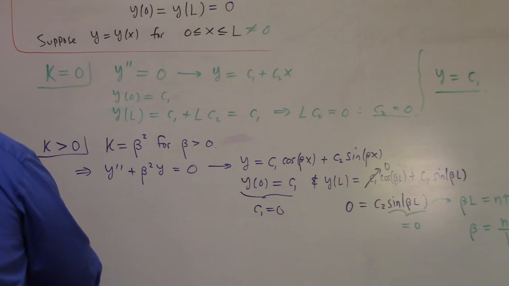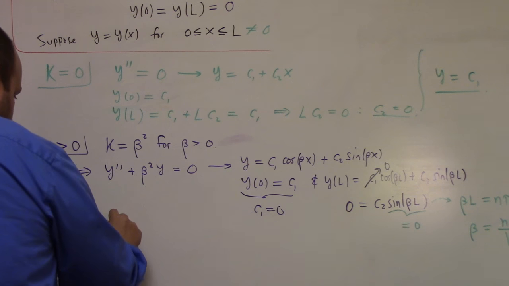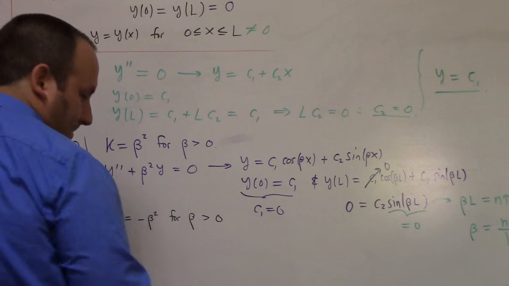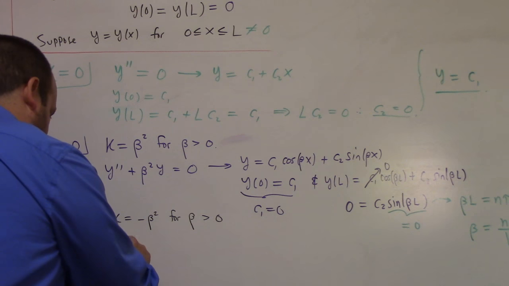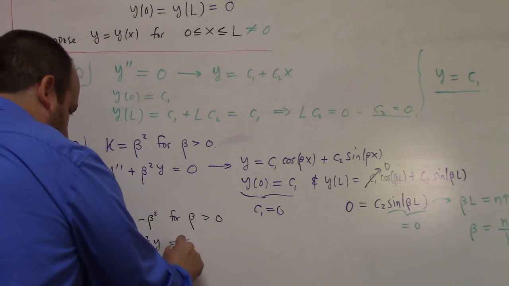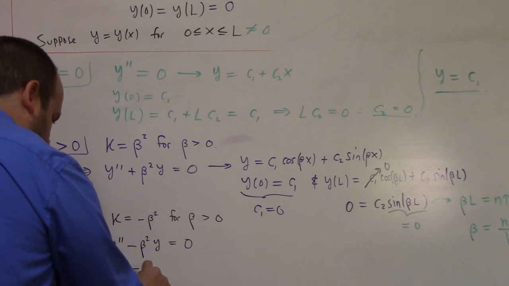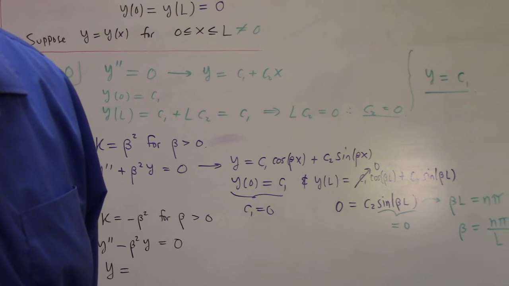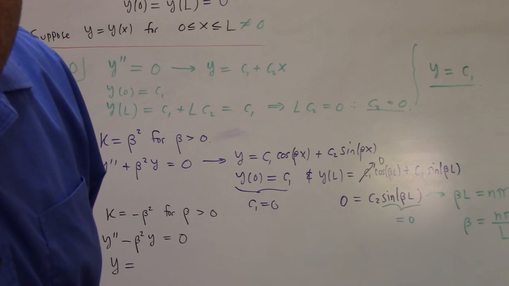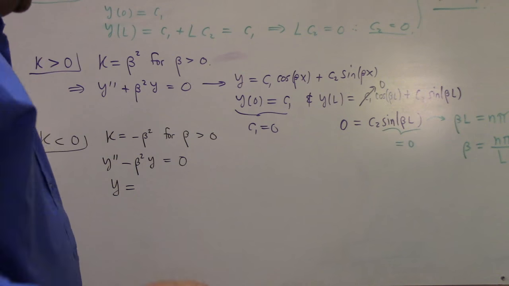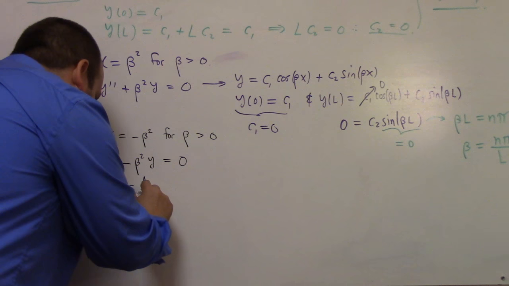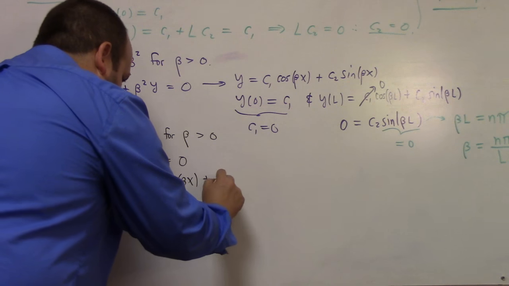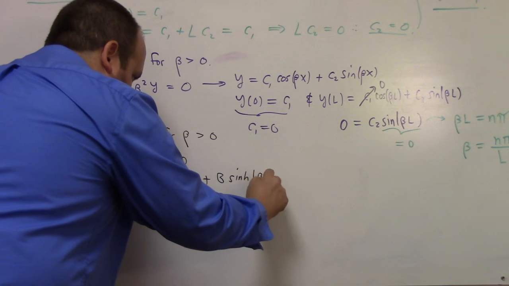And again, if k is less than 0, then k is equal to minus beta squared for some beta greater than 0, right? And so that means what we're looking at is y prime prime minus beta squared y equal to 0, which by the way has solutions y is equal to a cosh beta x plus b sinh beta x.